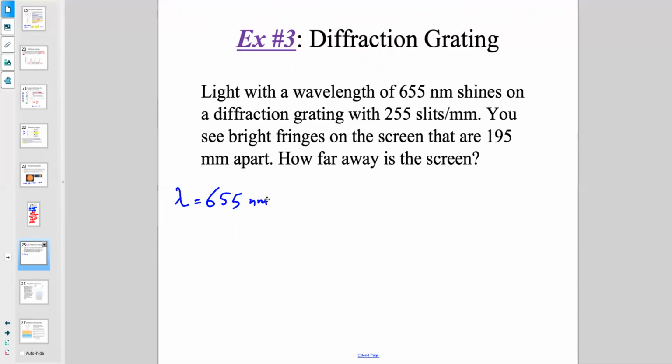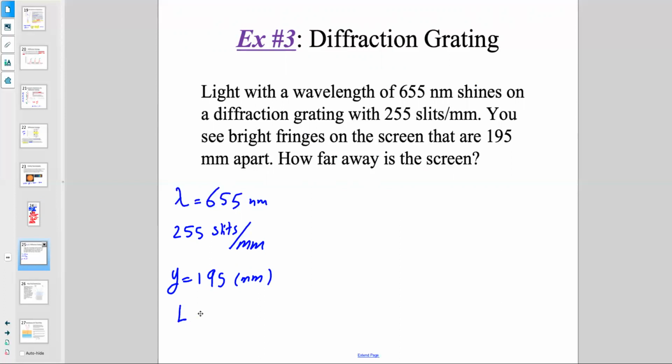Let's see. Shines on a diffraction grating with 255 slits per millimeter. So the slit density is 255 slits per millimeter. You see bright fringes on a screen that are 195 millimeters apart. So in other words, y is 195 millimeters apart. How far away is the screen?